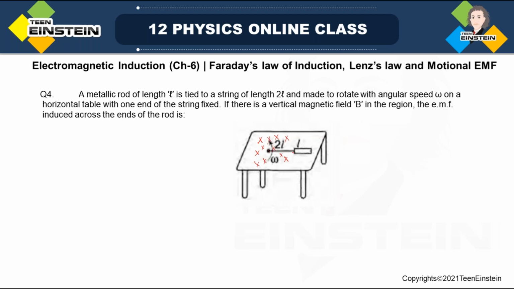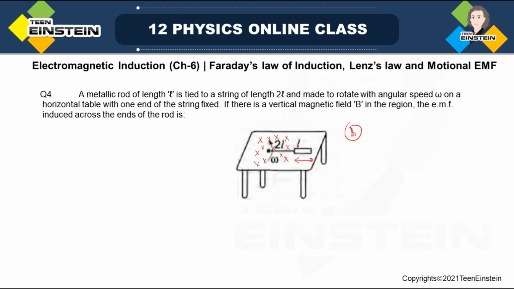Okay, so basically this rod is rotating with an angular speed omega in a region where there is a magnetic field. That is the main problem here. What is the answer you have to find out? The EMF induced across the ends of the rod. There will be an EMF induced, so that you have to find out.